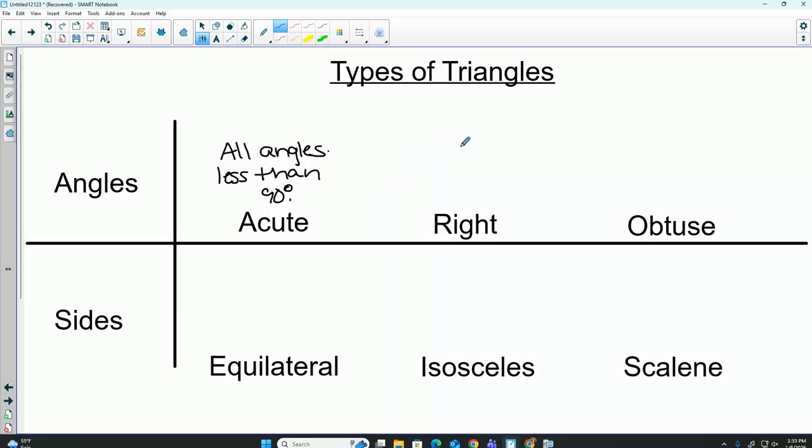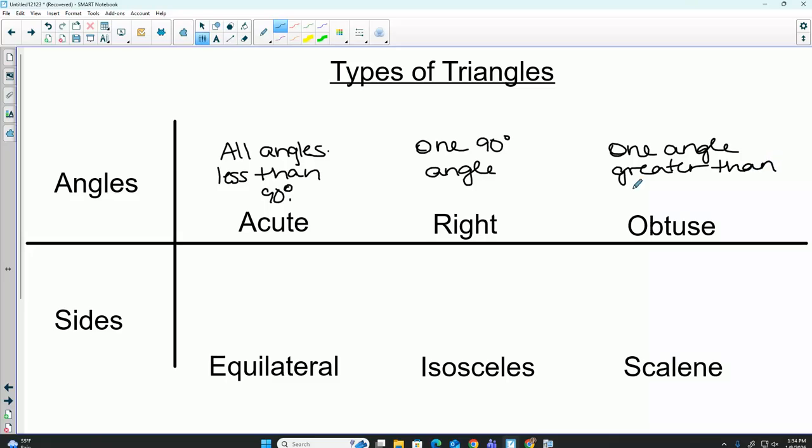What's a right triangle? One angle is a 90 degree angle. What's an obtuse triangle? An angle greater than 90. And these are only one, because if you had two, it wouldn't be a triangle. It would add up to more than 180.